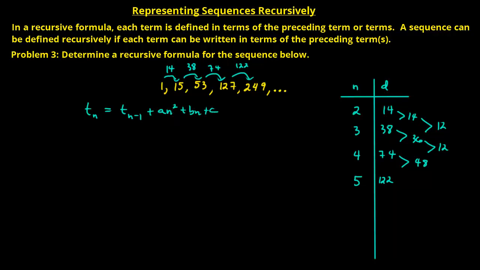Now, if you recall from previous lessons, we know that 2a is just going to be equal to the second differences. So we've got that 2a is equal to 12 here. So a is equal to 6.